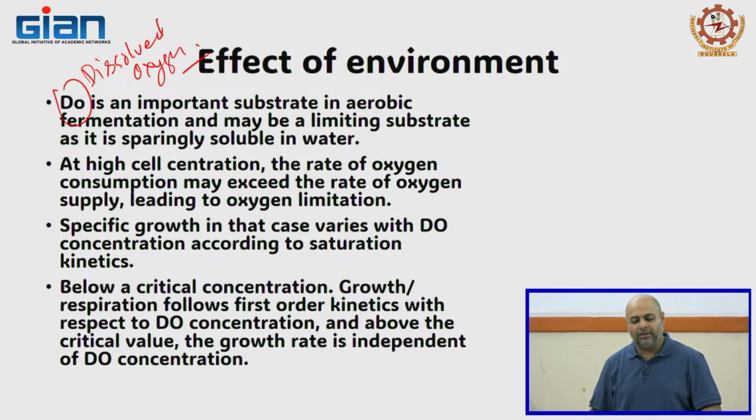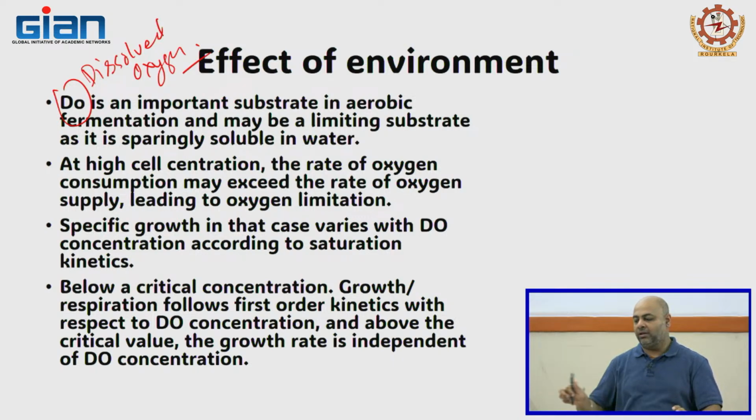Okay, so at higher cell concentration, the rate of oxygen consumption may exceed the rate of oxygen supply, leading to oxygen limitation. So if the cell concentration is higher than what the oxygen demand is, if the oxygen demand is higher than the supply, then oxygen becomes a limiting factor. The specific growth rate in that case varies with respect to the DO concentration according to saturation kinetics. And below the critical concentration, the growth rate follows first order kinetics with respect to the DO concentration, and above the critical value, the growth rate is independent of the DO concentration.